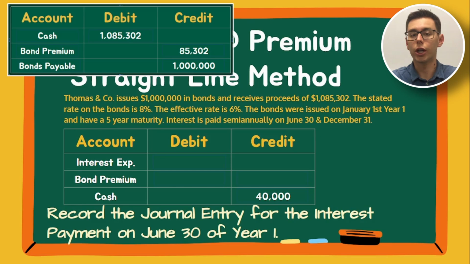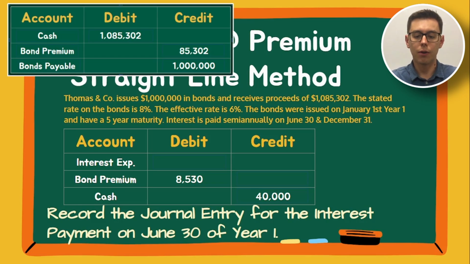So originally, we credited the bond premium for $85,302. But over the life of the loan, we want to decrease that. We want to reduce the bond premium until it is down to 0. So if we originally credited that amount, this time we want to debit. So our bond premium is going to be debited for $8,530.